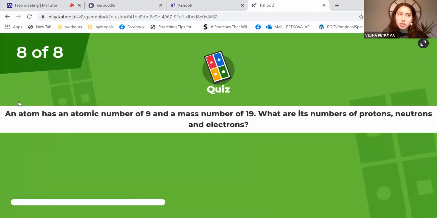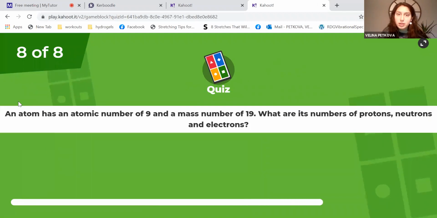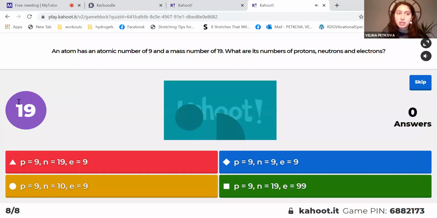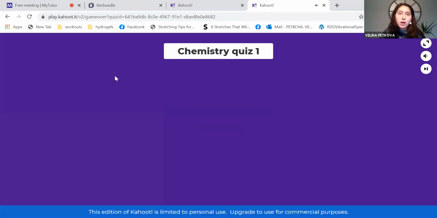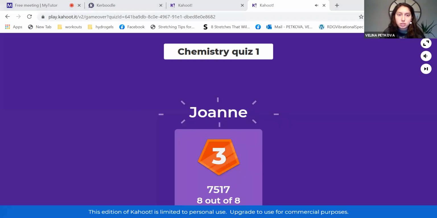Okay, and last one. An atom has an atomic number of 9 and mass number of 19. What are its numbers of protons, neutrons, and electrons? What did the atomic number tell us? Okay, well done. Sorry, that one did not have much time to give in. So now let's see who's the winner. Then we'll go through the questions to understand all the answers.